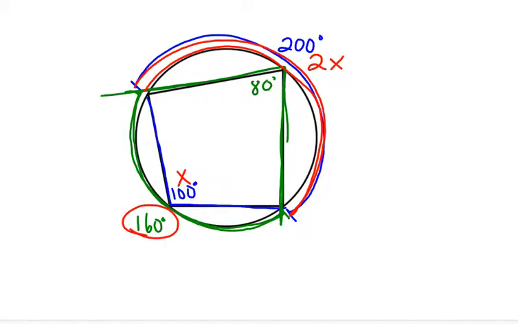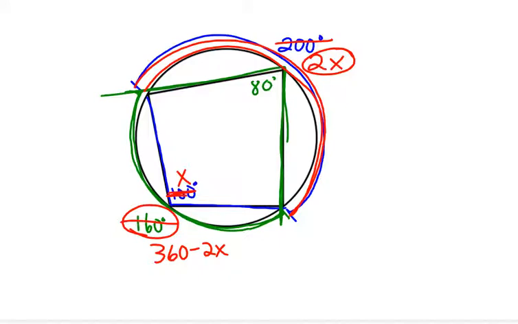How did we find the next arc? I'm over here at the 160, and we did 360 minus 200, but now my 200 is 2x, so I'm going to say that this is 360 minus 2x degrees for my green arc I've got.